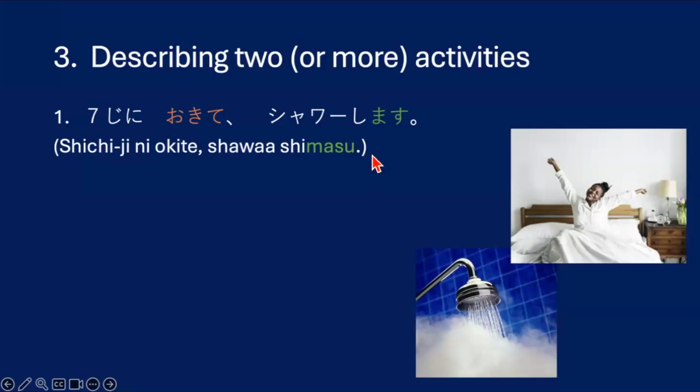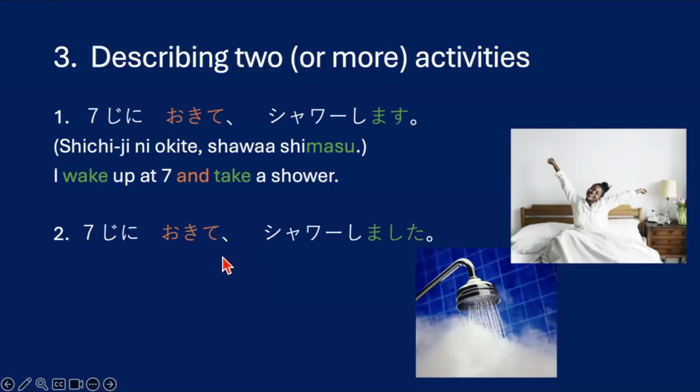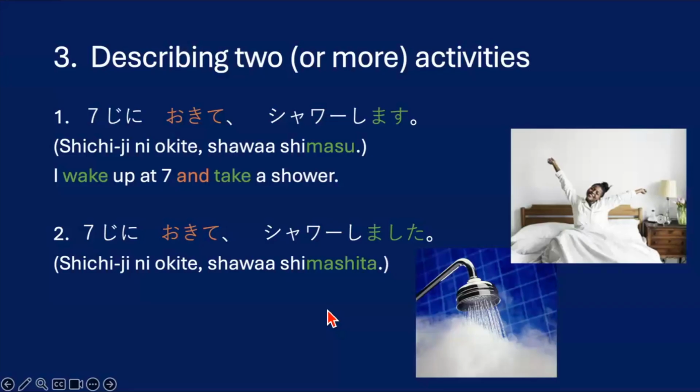It hasn't finished. So maybe you do this every day. I wake up at 7 and take a shower. 7時に起きてシャワーします。Okay, let's look at this sentence. 7時に起きてシャワーしました。しました。So, ました will be past tense, perfective.